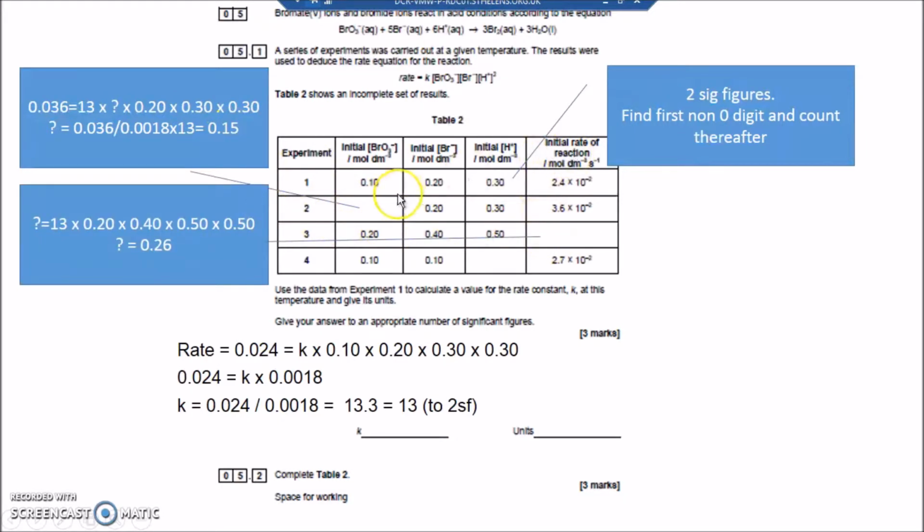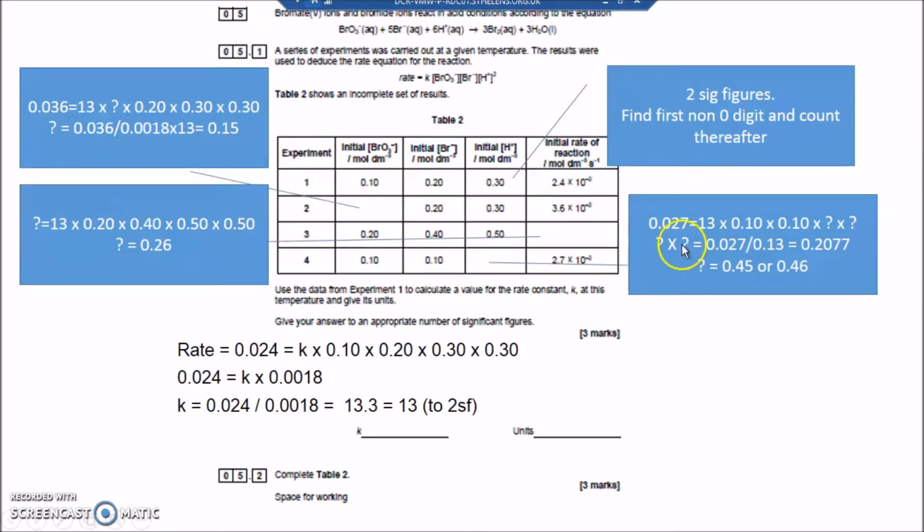This one here, I don't know the rate, so the rate equals 13, but I've got 0.2 multiplied by 0.4, multiplied by 0.5, multiplied by 0.5, so I've got this value squared. Work it out, it equals 0.26, and I've put it to 2 significant figures again.